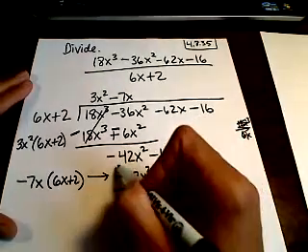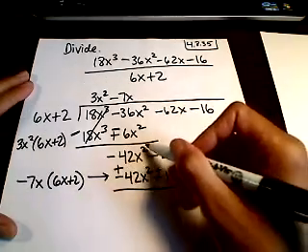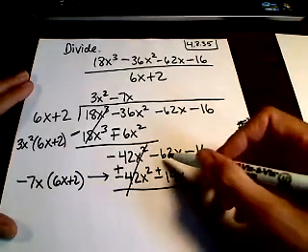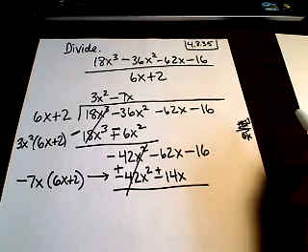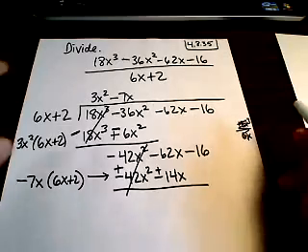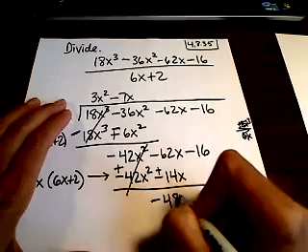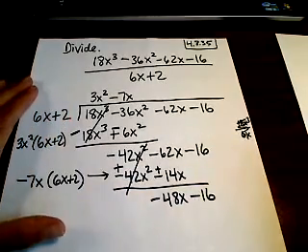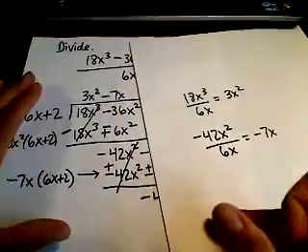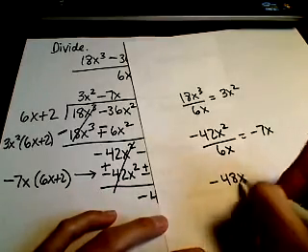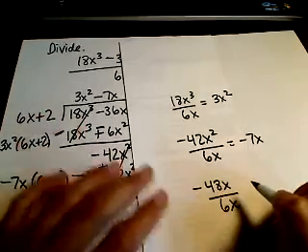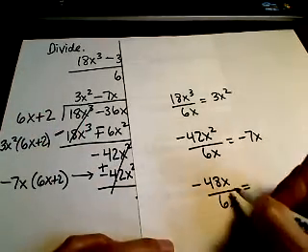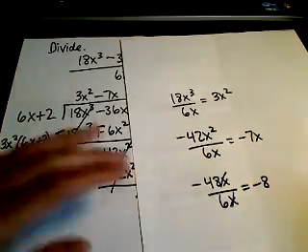Okay, now we change signs. This goes positive, this goes positive. So those add to be 0. And negative 62 plus 14 gives us a negative 48x, and then bring down my negative 16. Okay, and then do it all over again. So negative 48x, that's the first term here, is being divided by this first term, this 6x. Okay, and so the x's cancel, and we just get a negative 8 there.